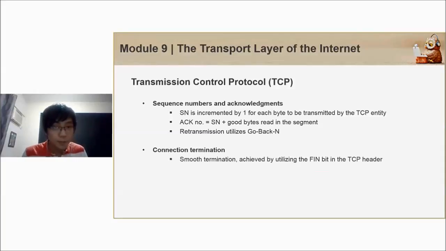Then we have sequence numbers and acknowledgements. So, unlike what we learned in the past module, the sequence number is incremented by one for each byte. The acknowledgement number is equal to SN plus good bytes read in the segment. This is so that each byte can be accounted for in the right order, which is what we need to make it reliable. So you just go back and forth. For connection termination, to achieve smooth termination, we have the FIN bit in the TCP header.